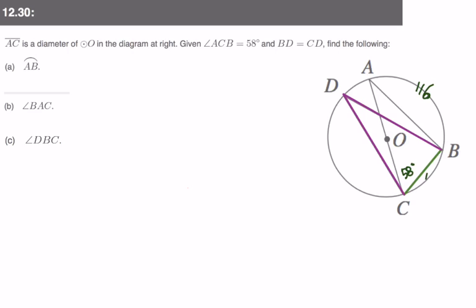AB is equal to 116. Why? Because it has to be double of the intercepted arc. I mean, double of the inscribed angle. So AB is equal to 116. And then that gives us BC would have been equal to 64.